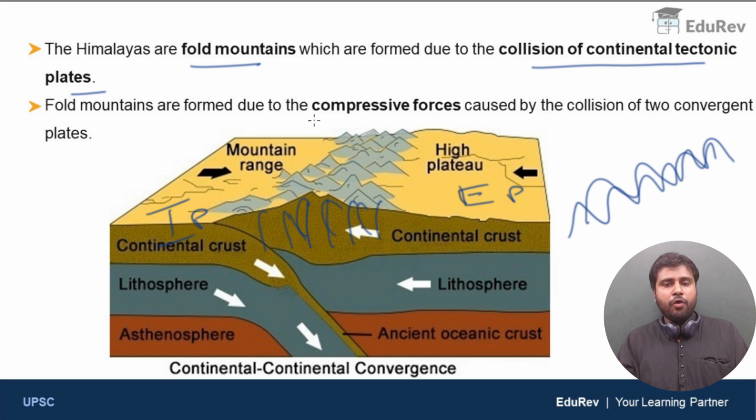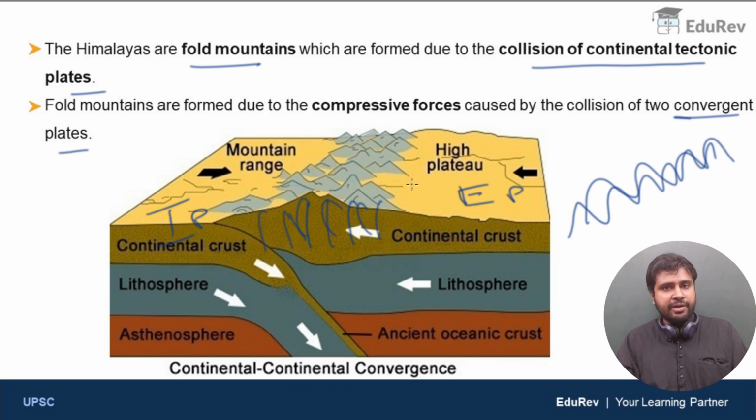Now, fold mountains are formed due to compressive forces caused by the collision of two convergent plates. So what do you mean by convergent plates? If the tectonic plates are coming together, they are convergent plates. And if the tectonic plates are moving apart, they are divergent plates. In the previous video, we discussed that the tectonic plates are in constant motion. Why tectonic plates move, we will discuss in detail in geomorphology. But the tectonic plates are in constant movement. Sometimes the tectonic plates come together, then they are called convergent plates. Simple.